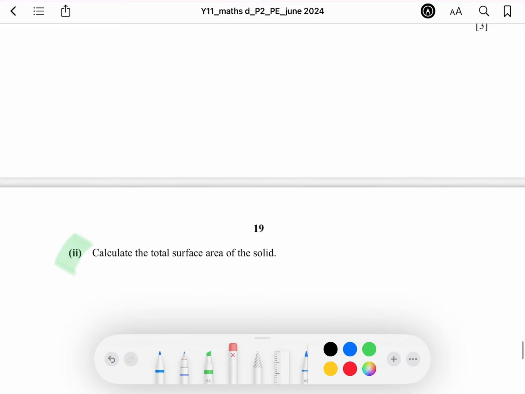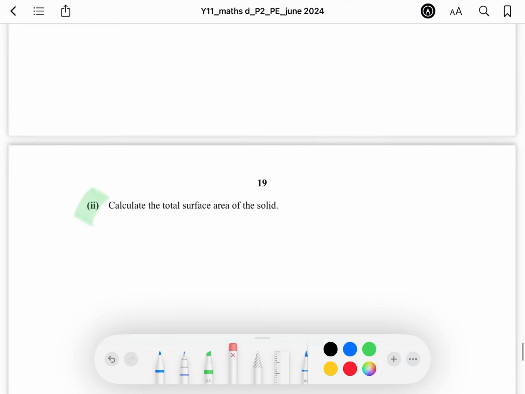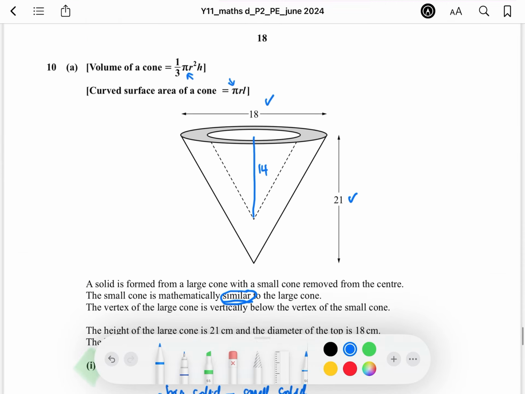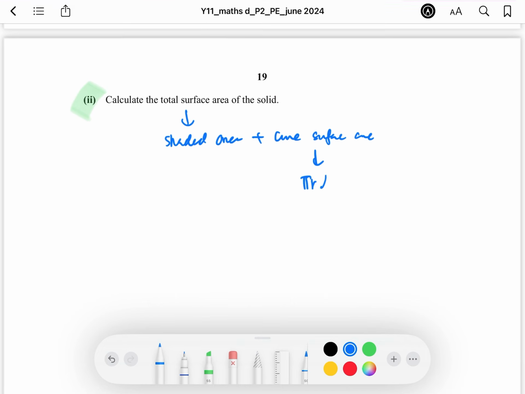Calculate the total surface area of the solid. So the total surface area of the solid is the shaded area on top plus the curved surface area. The curved surface area is given by pi RL. Okay, pi RL. The shaded area is the big circle minus the small circle.